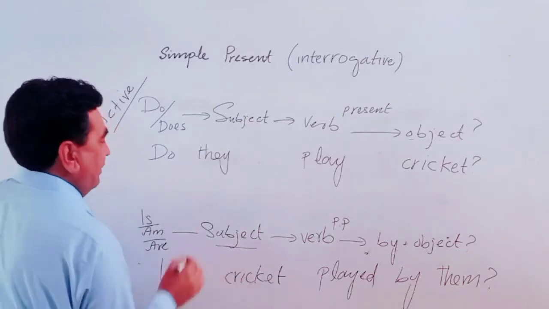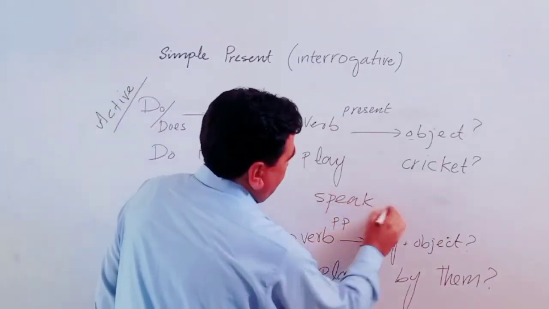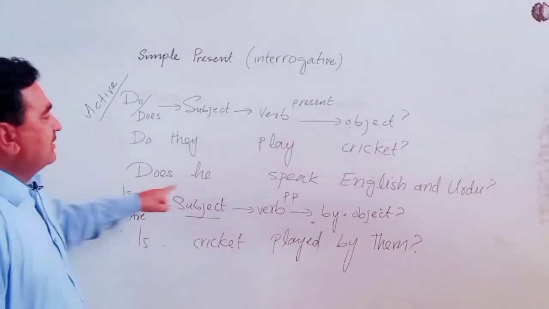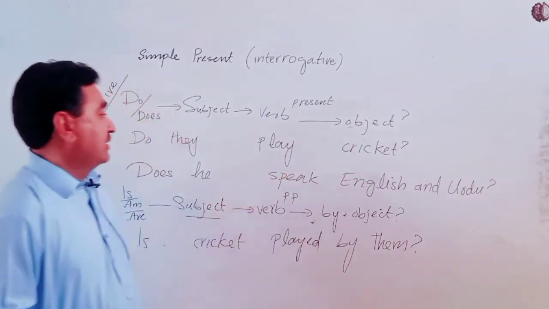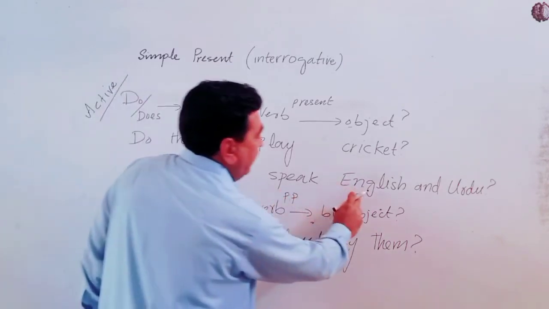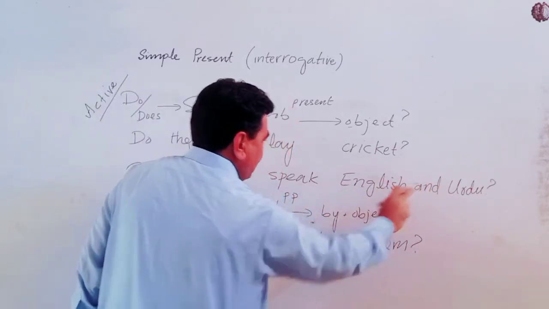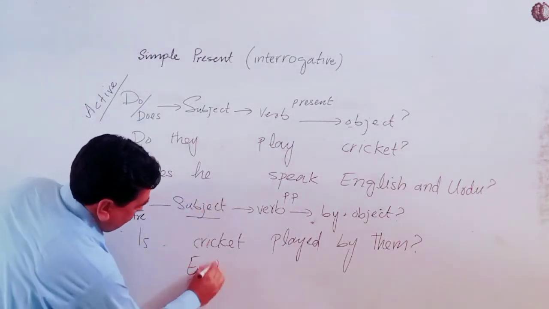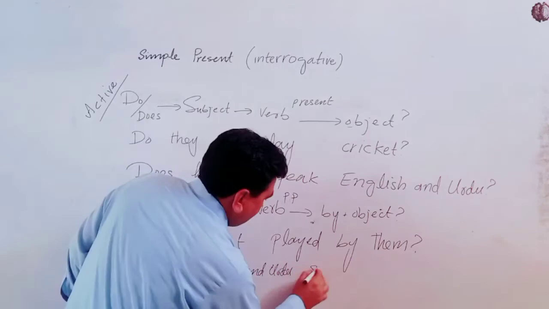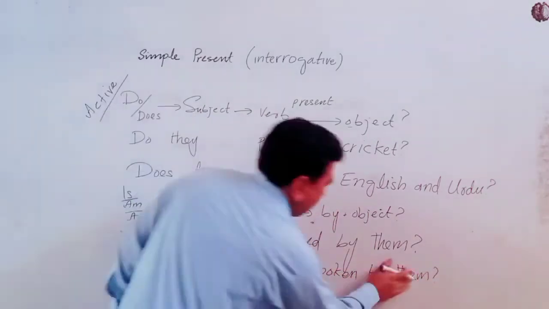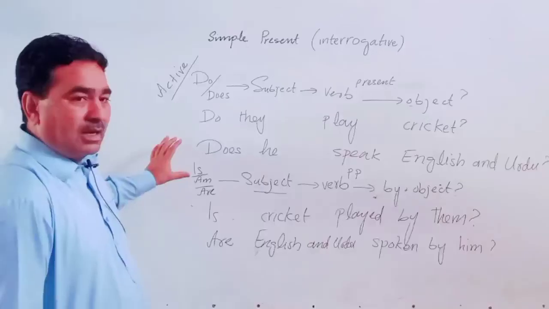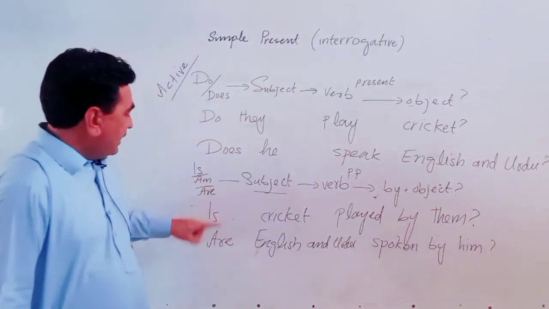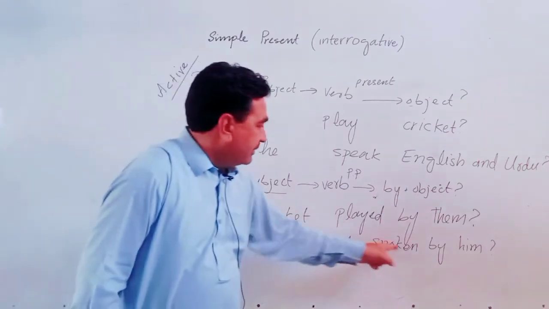Let's take another example. Does he speak English and Urdu? In this sentence, the object is English and Urdu. So these two languages are the object. So they'll become the subject. Now this sentence, does he speak English and Urdu, will become are English and Urdu spoken by him.